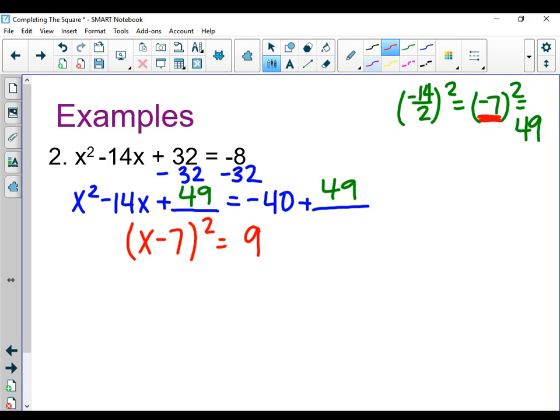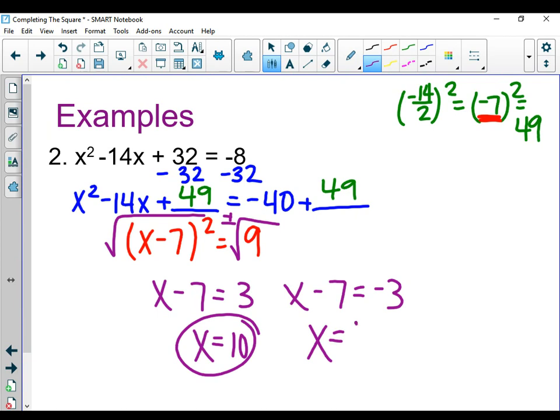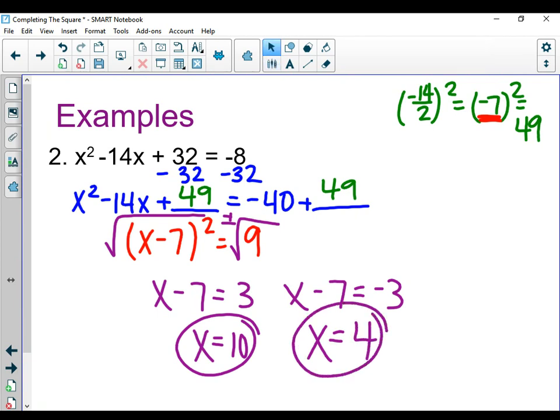So now if I take the square root of both sides, I get x minus 7 is equal to 3, and x minus 7 is equal to negative 3. So x equals 10, and x equals 4. Any questions on those?